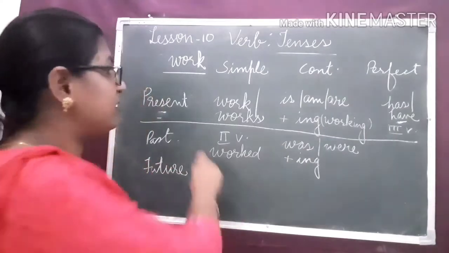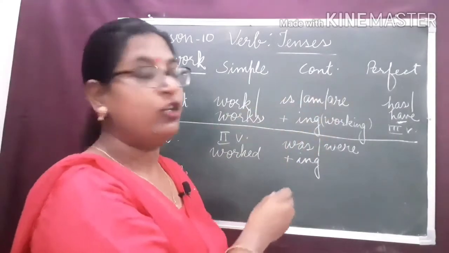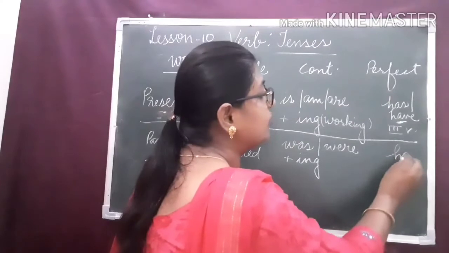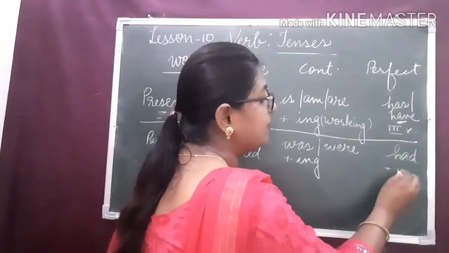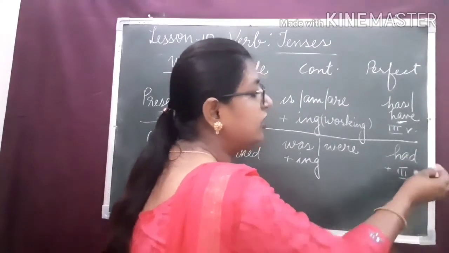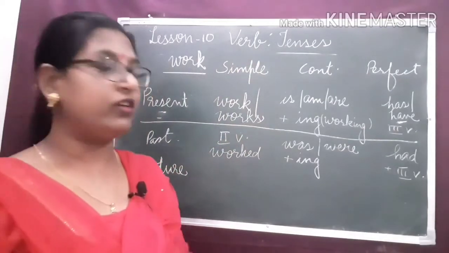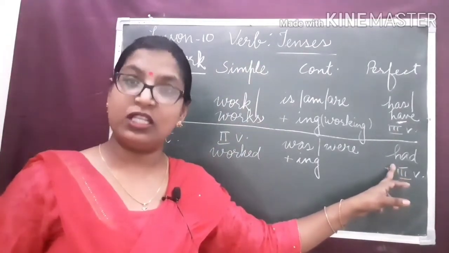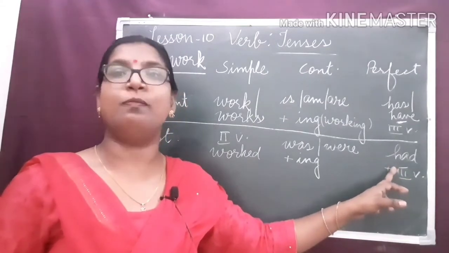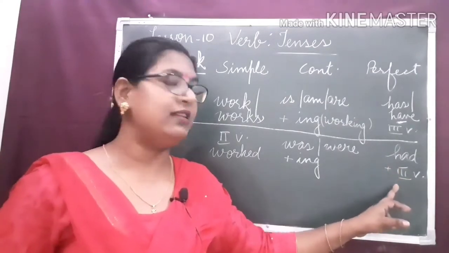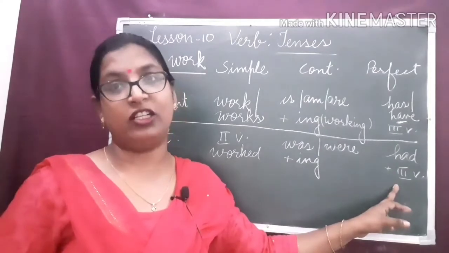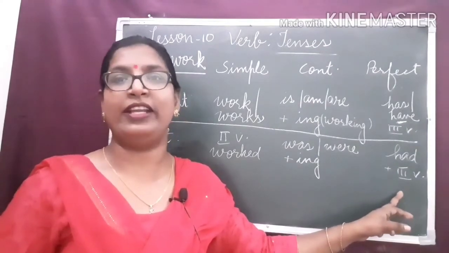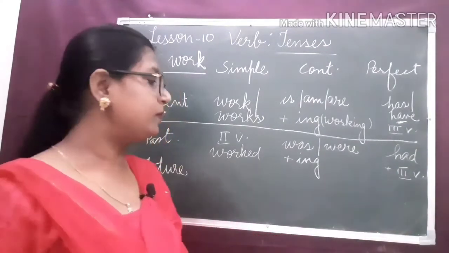And in the past perfect tense we use the helping verb had plus third form of the verb. Dear children, whether the subject is singular or plural, we use the helping verb had in past perfect tense and the main verb in its third form.